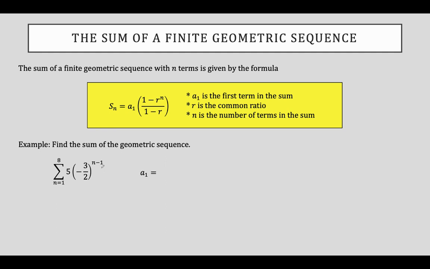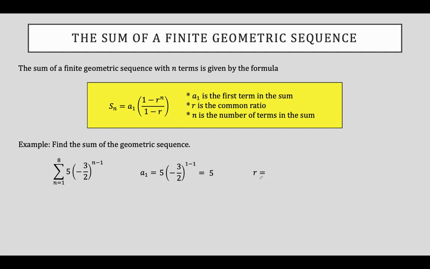So, in order to use this formula, we must know the first term in the sum, a subscript 1. Well, this sum begins with n equals 1. Therefore, to find the first term in the sum, we plug in 1 for n. That gives me 5 times negative 3 over 2 raised to the 1 minus 1. 1 minus 1 is 0, and any non-zero number raised to the 0 power is going to give me 1. 5 times 1 gives us 5 for the first term of the sum.